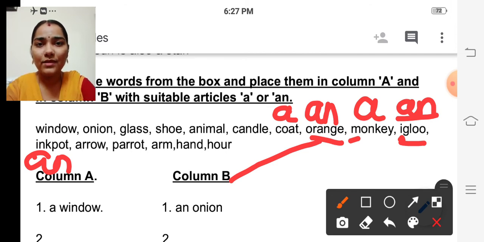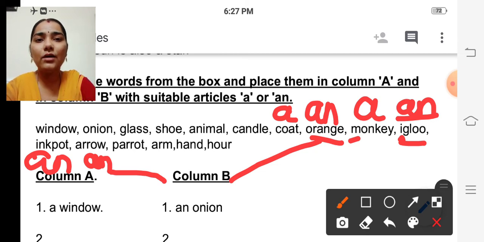Next one is arrow. Arrow. So it also starts with the vowel A. So an arrow. It also comes under column B. Okay.